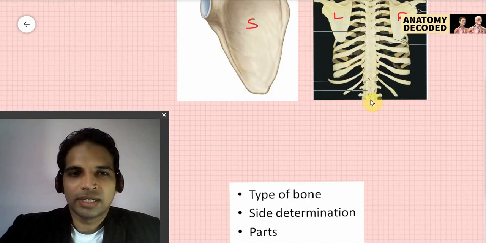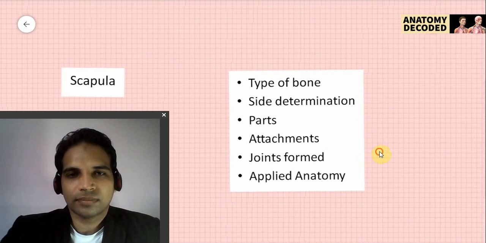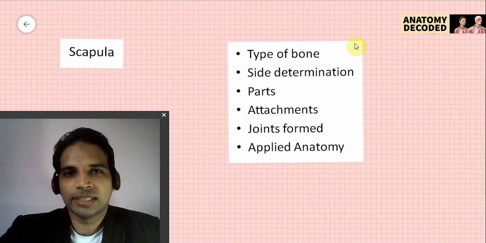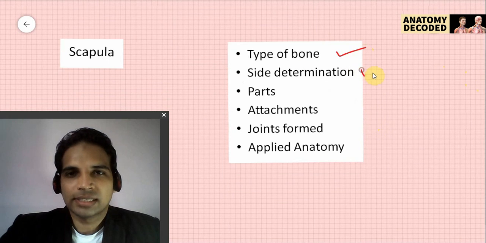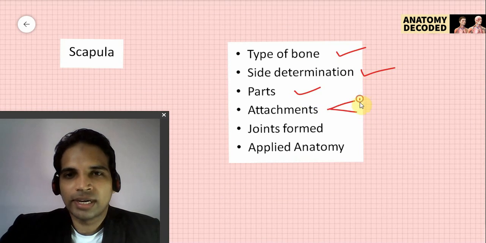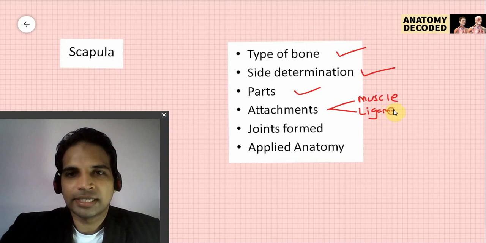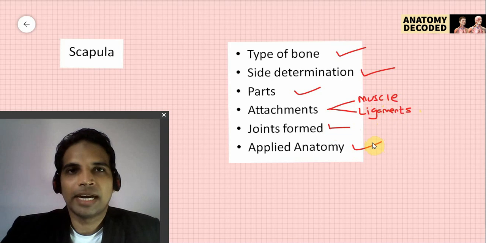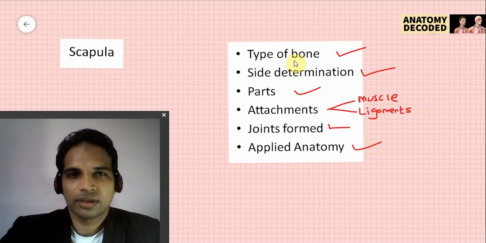Scapula will be learned under the following headings. These are the headings in which I'll be covering the bone. We'll cover what type of bone it is, then site determination of scapula, then various parts of the scapula. Attachments will be covered in two headings, the muscle attachments and the ligamentous attachments. Then the various joints formed by the scapula, and lastly the applied anatomy related to it.